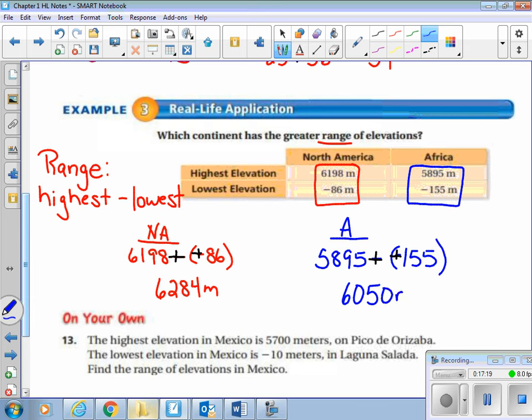6,050 meters. And I'm now going to compare these two numbers, 6,284 to 6,050. I'm looking for the one with the greater range, and since 6,284 is greater than 6,050, I underlined where they changed so that I can compare them. This one would be greater. Therefore, my answer, which continent has the greater range, I would say North America.